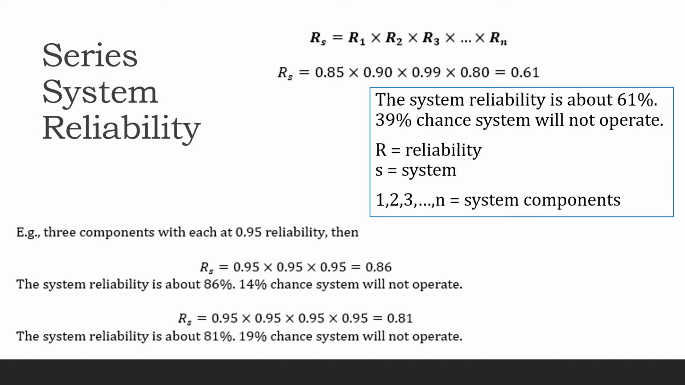Series systems. Reliability. We have R1, R2, R3, and it's a complex system, and they are arranged in series. Look at this expression, this equation. You see the system reliability is the product of the reliability of each component. So component 1 is 85% reliable, and the mathematical value is 0.85.